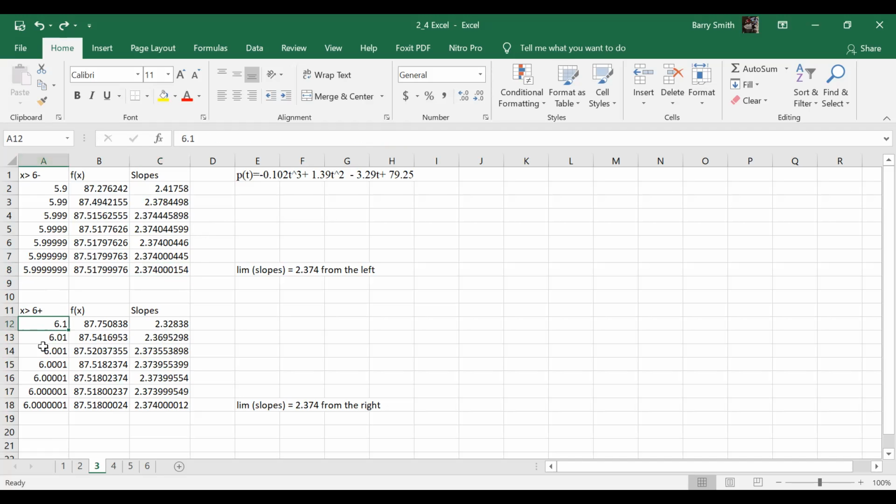We do the same thing here. Now, instead of the 5.9, we do the 6.1. And so when we get that, that looks like we have 2.374 as well. And so both of those, going from left or right, we get that value.